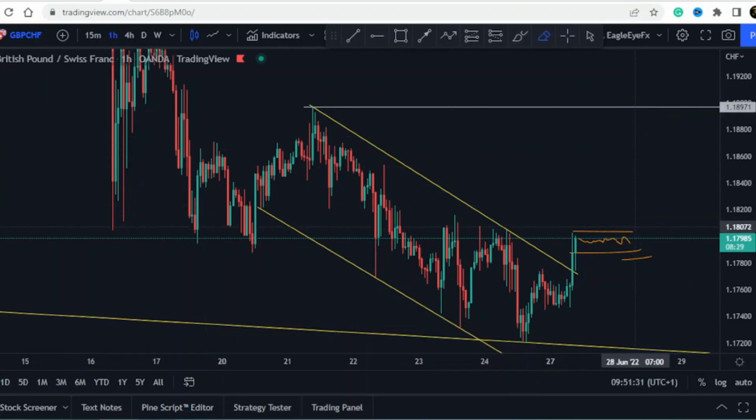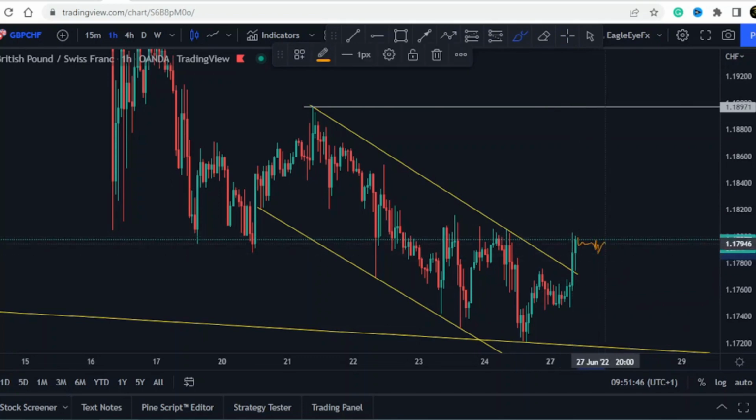Just relax, wait for it to give you another confirmation, because if you enter here, this could have entered at the close of this, but since we are late, let's wait for it to give us something here, some sort of flag like that. Then we can enter and target a big move to the upside. So that's what I'm looking at on GBPCHF.